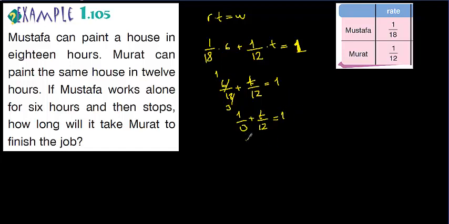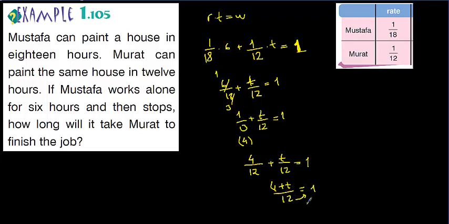And here we are going to multiply the 1 over 3 by 4, because 12 is a multiple of 3. So to make the denominator the same, I'm going to multiply by 4. 4 times 1 is equal to 4. 4 times 3 is equal to 12. So 4 over 12 plus t over 12 is equal to 1. 4 plus t over 12 is going to be equal to 1.